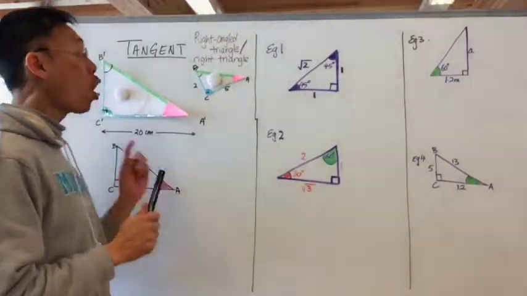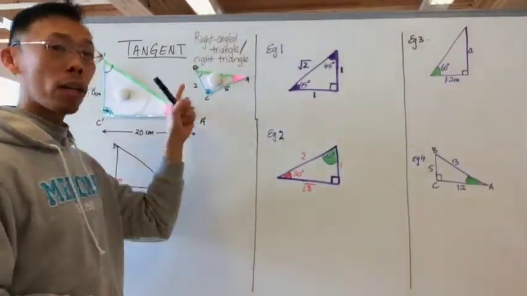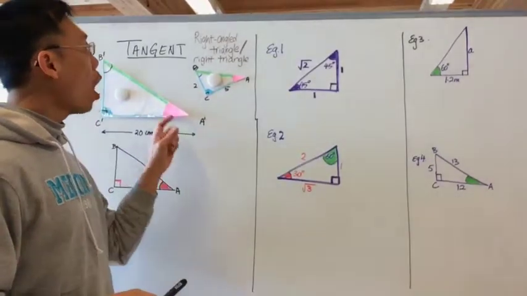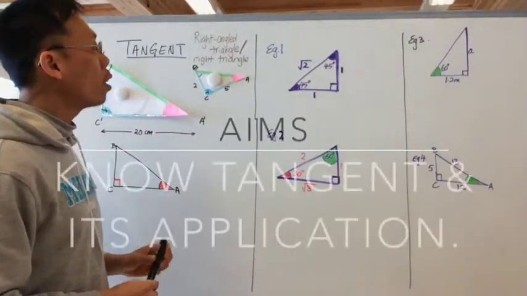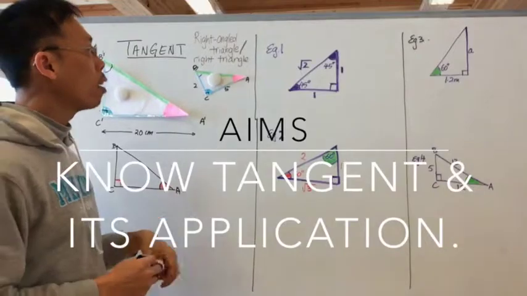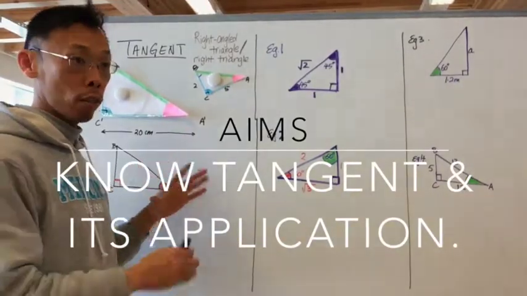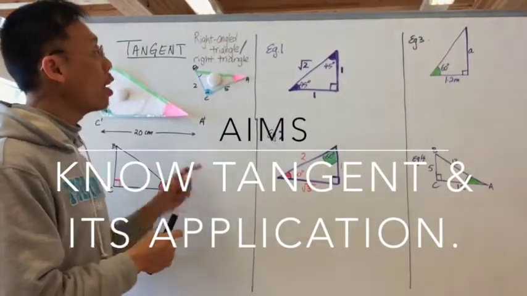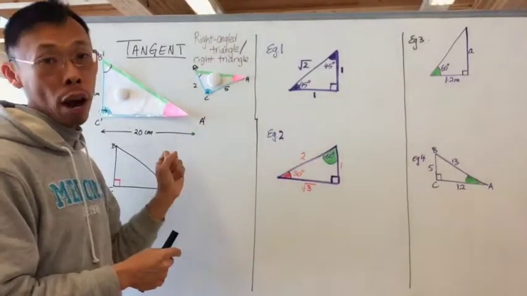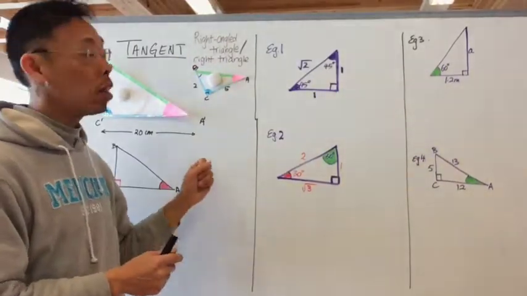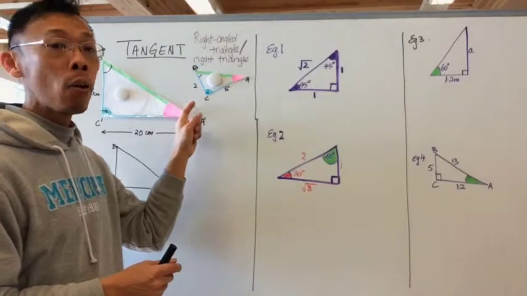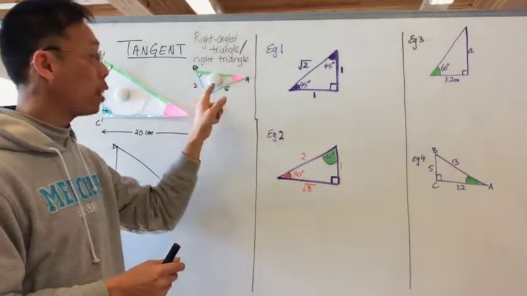Hello, today we'll talk about tangent, the definition of tangent. For these lessons, before we were looking at triangles in general. Now we're going to look at right angle triangles. A right angle triangle is a triangle that has one angle of 90 degrees.